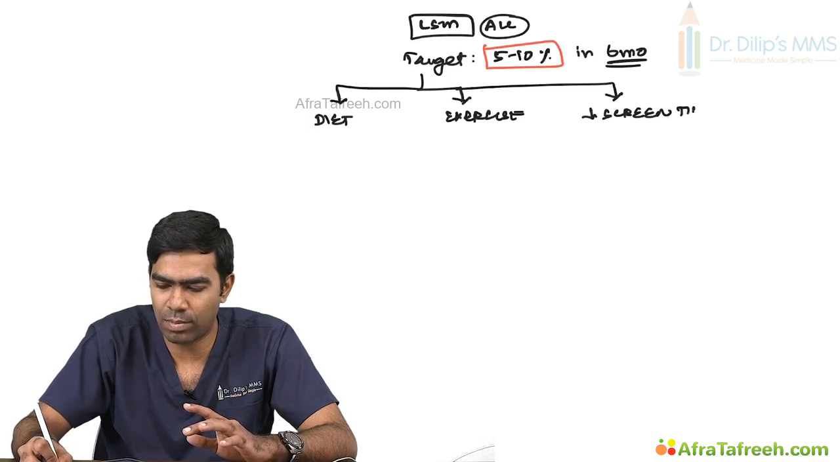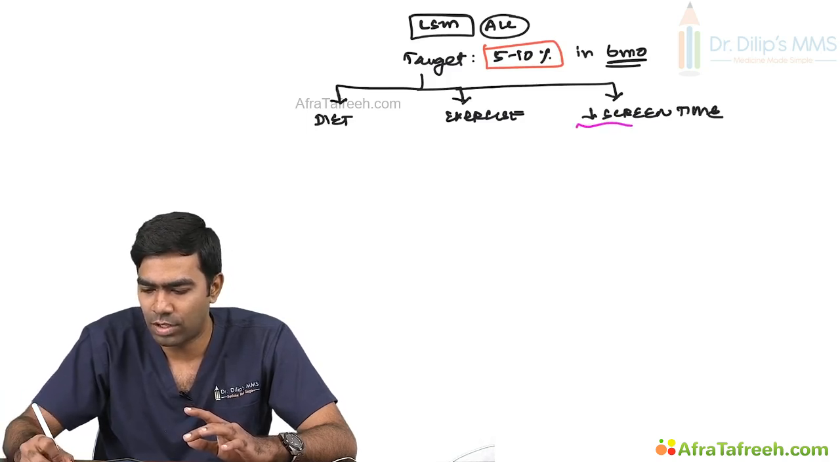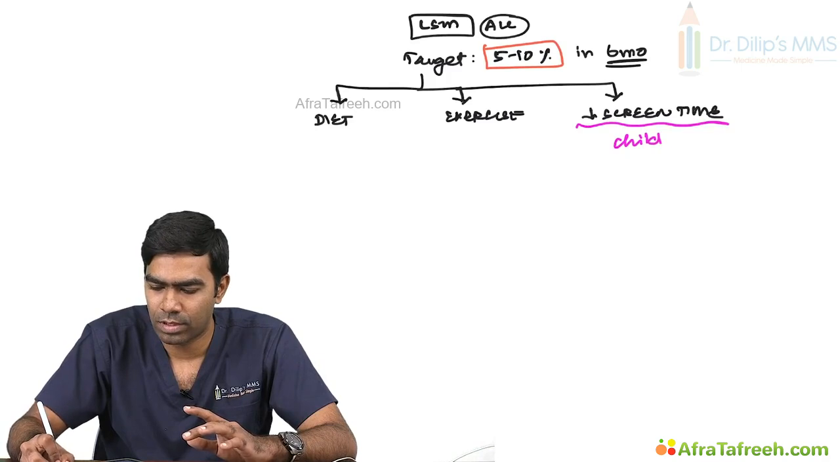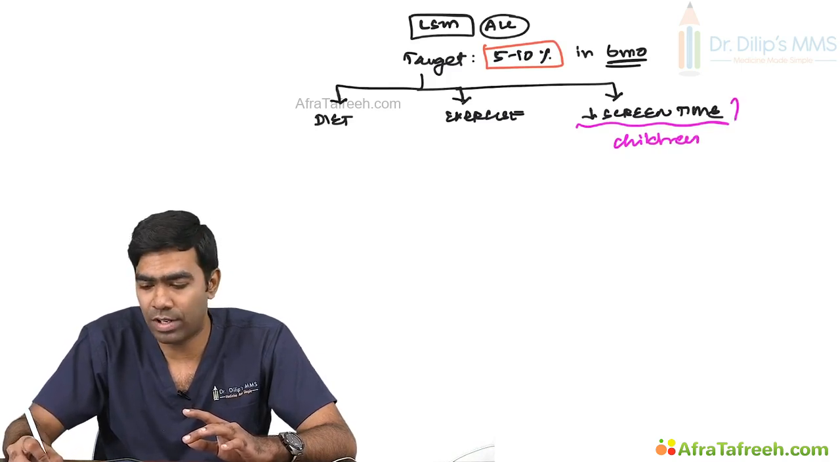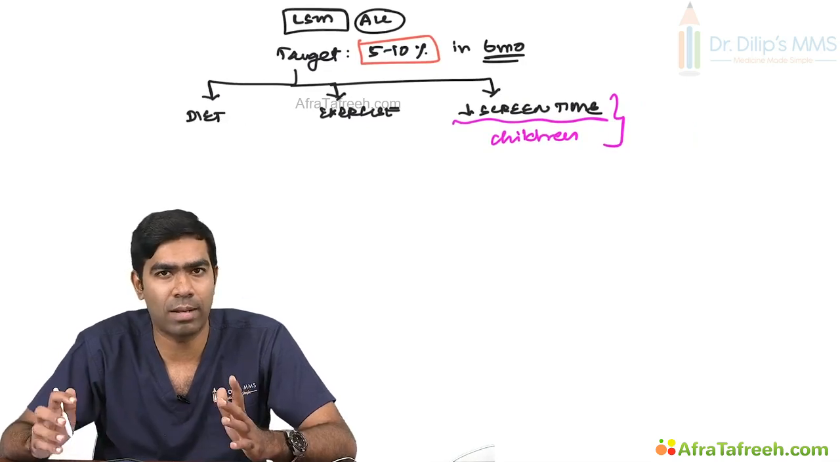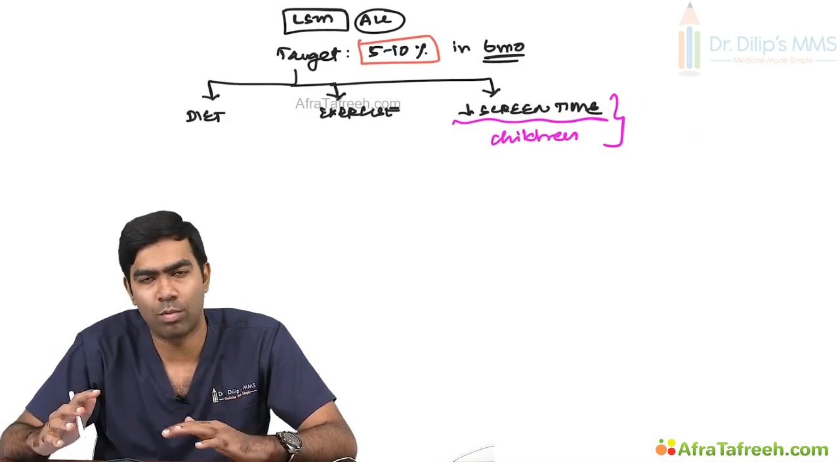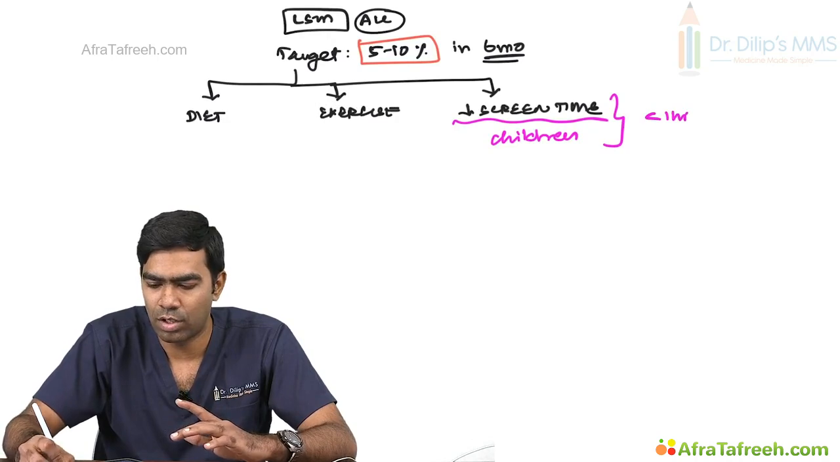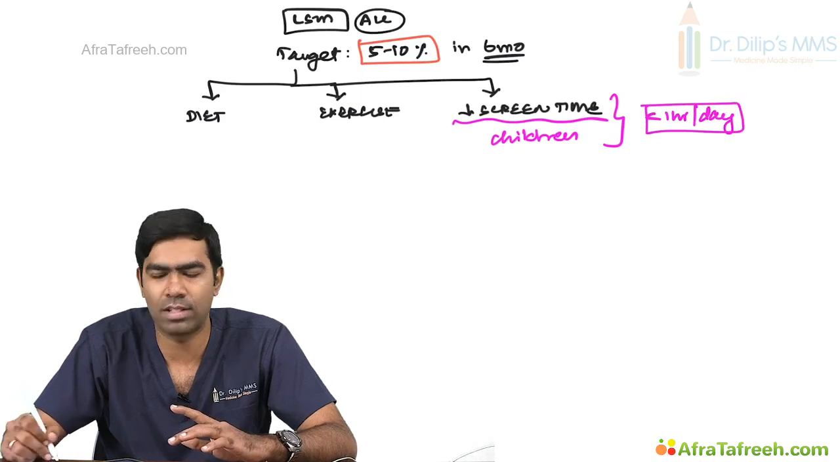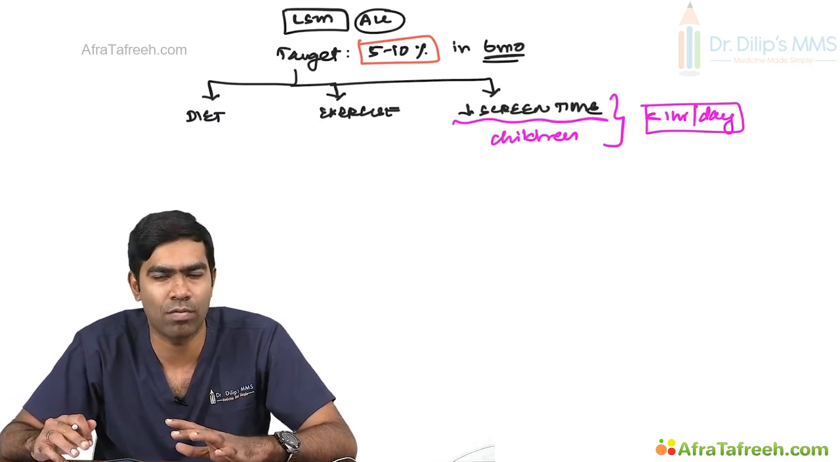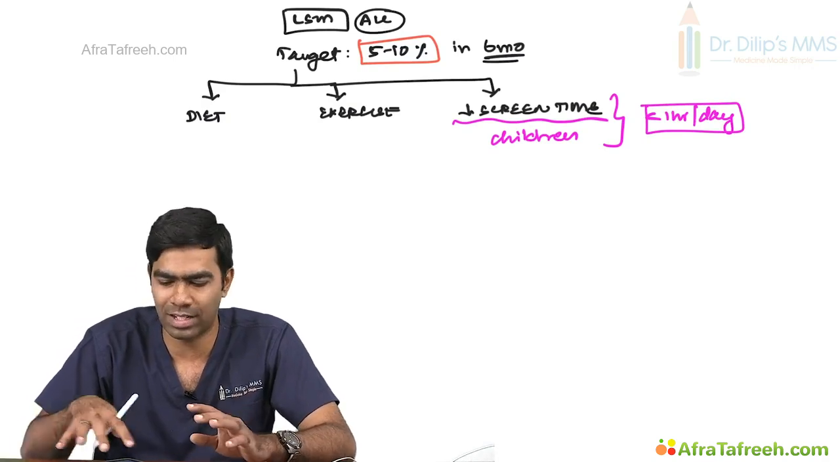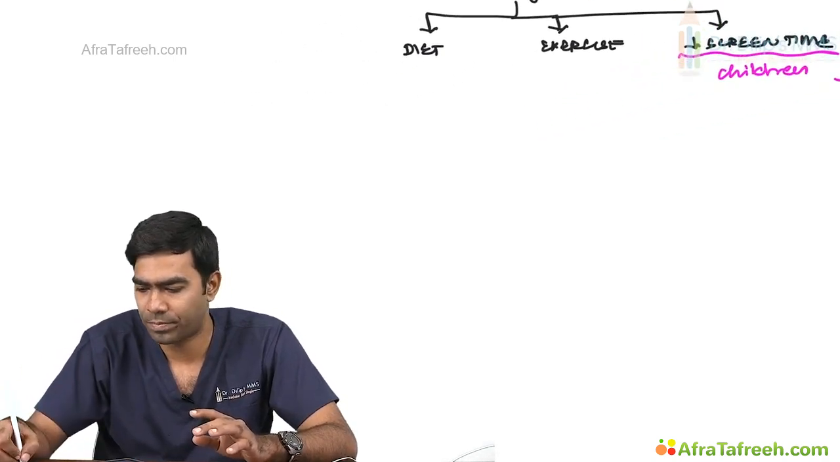This is very, very important with regards to children, where you have to be very strict and very sure that the combined screen time of laptops, television, and mobile phones should be less than 1 hour per day, not more than that, especially in obese children. And this is supposed to be a very important predictor of future obesity in children. So restrict them to less than 1 hour per day.